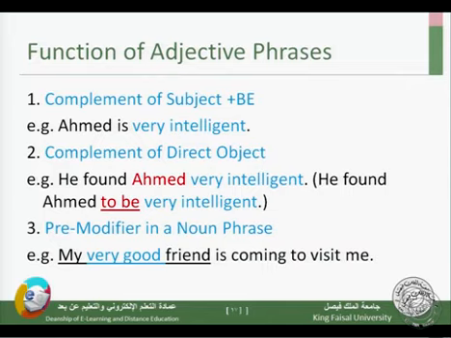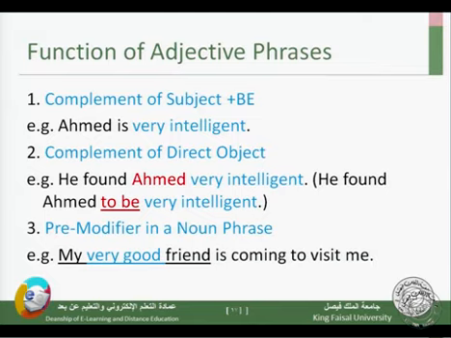Number 2, complement of direct object. So the complement is necessary for the complete meaning of the direct object, as in the example, he found Ahmed very intelligent. Here it means he believes, he thinks that Ahmed is very intelligent. We can't say he found Ahmed because this will change the meaning. That means Ahmed was lost and someone found Ahmed. This is not the meaning we want in this sentence.